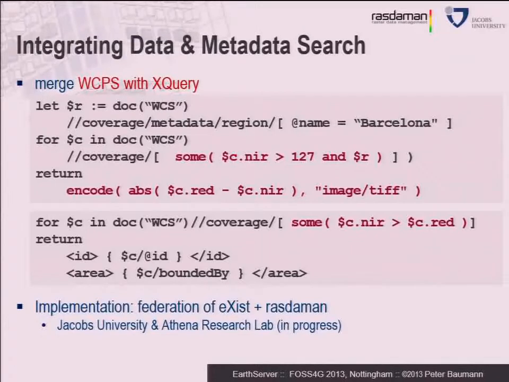Or you can get metadata from the result of a processing, like I want to test some condition on the coverages, and I want to return the ID and the extent of the coverages matching the processing. The implementation is ongoing from the Jacobs University and the Athena Research Lab, partners of the project. So this is for the storage and processing level.